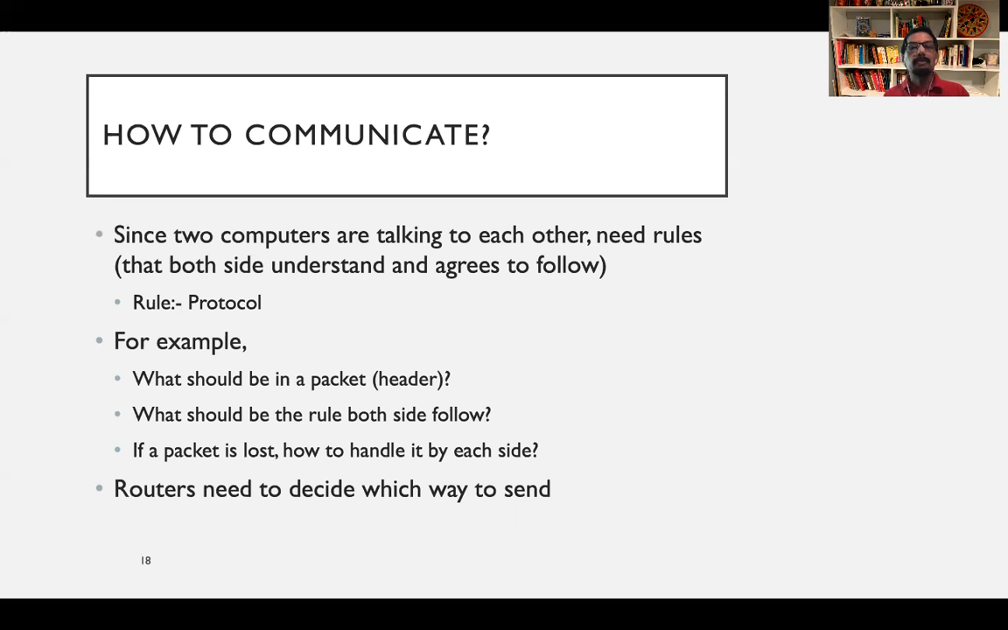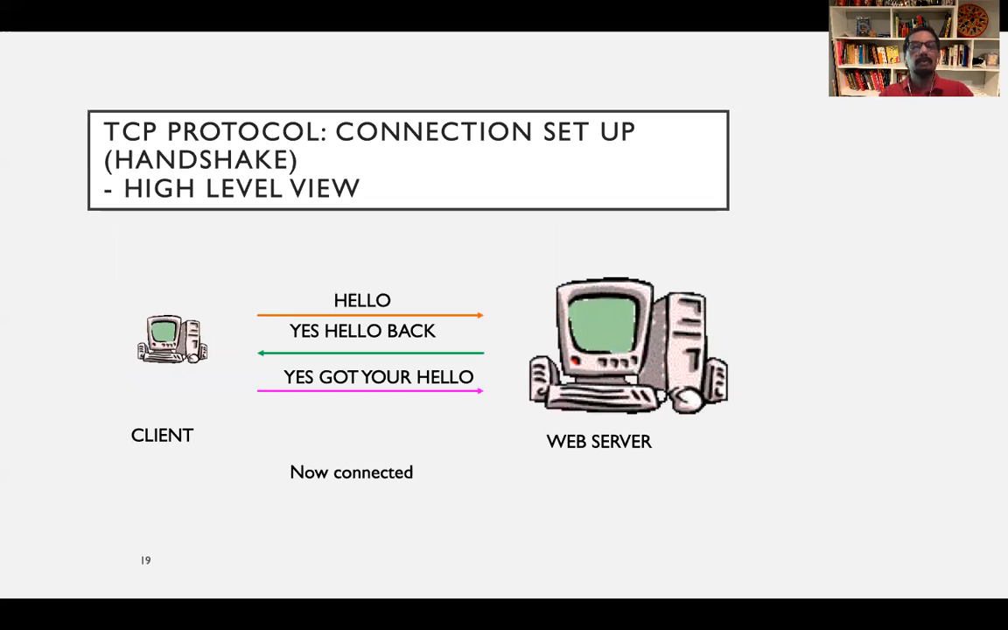So for example, what should be in a packet? We know the header, and what should follow in terms of rules. The protocol also takes care of the rules, how both sides should agree in terms of communication, and what those routers need to do along the way, right? So let's look at this.